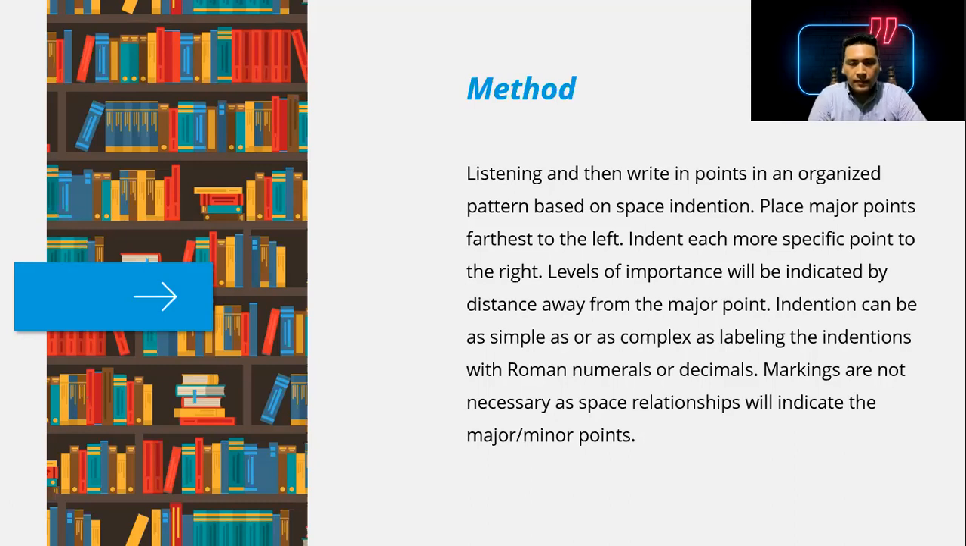Okay, methods. Listening and then writing points in an organized pattern based on space indentation. Placing your points. Place major points farthest to the left, and then each more specific point to the right. Level of importance will be indicated by distance away from the major point. Indentation can be as simple or as complex as leveling. Indentation with Roman numerals or decimals is not necessary, as space relationship will indicate major and minor points. Very good, Gabo. I like it.